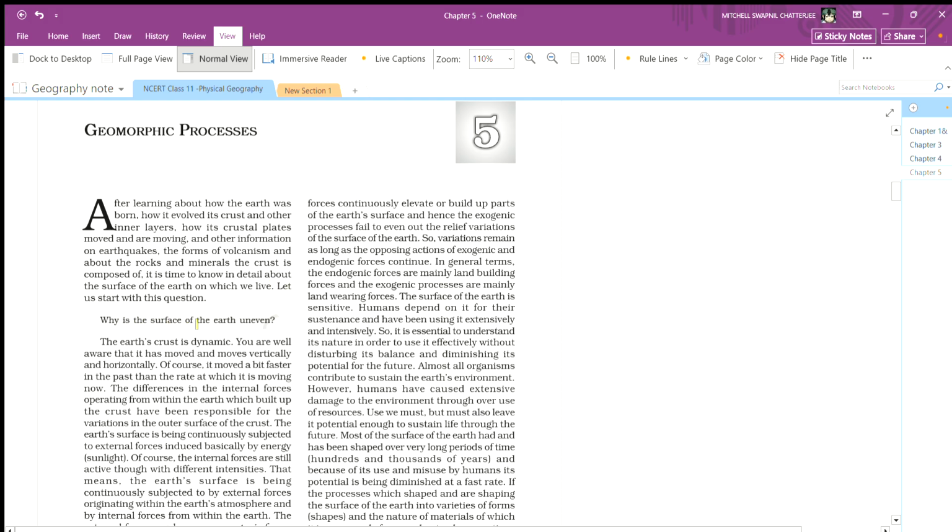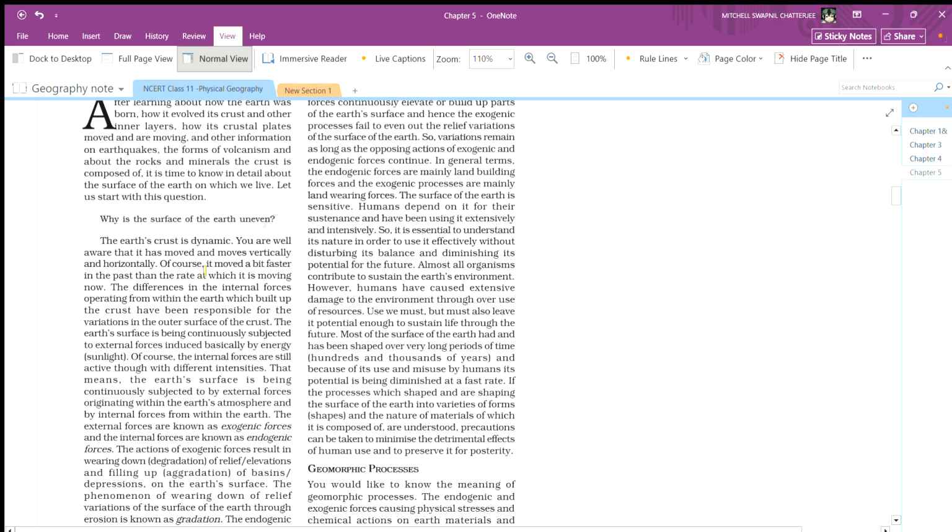What is the surface of Earth? Why is the surface of Earth uneven? The answer is that the Earth's crust is dynamic. It's not the same all the way. You are well aware that it has moved, vertically and horizontally. Of course, it moved a bit faster in the past than the rate at which it is moving now. The differences in the internal forces operating from within the Earth, which build up the crust, have been responsible for the variation in the outer surface of the crust.